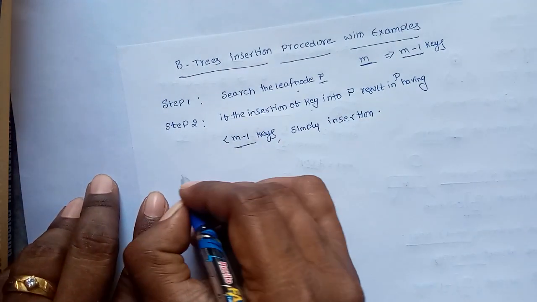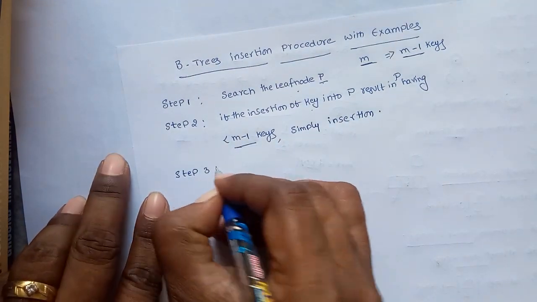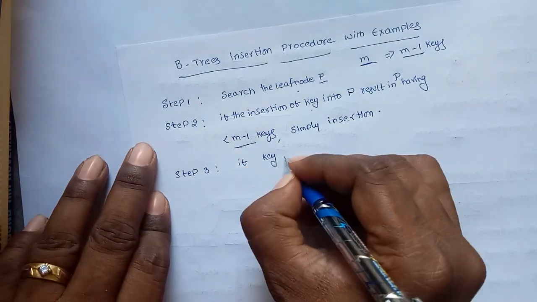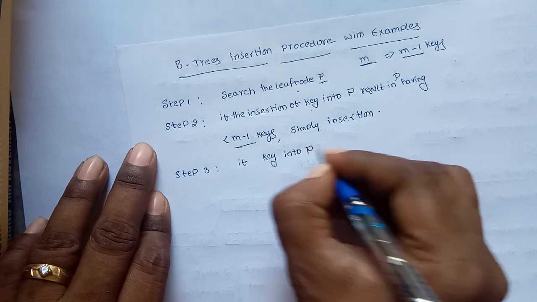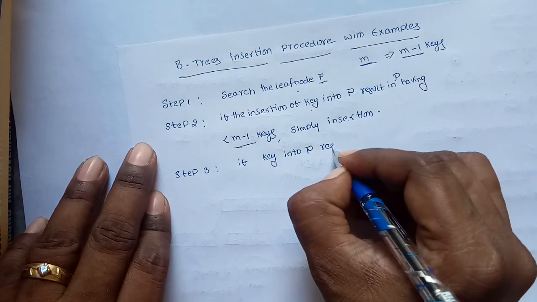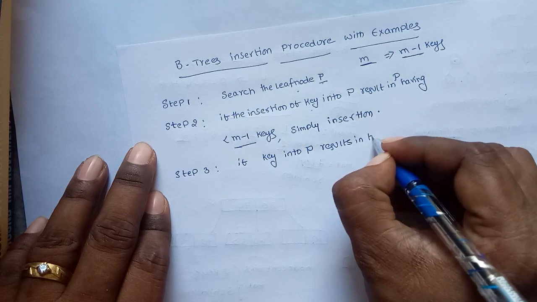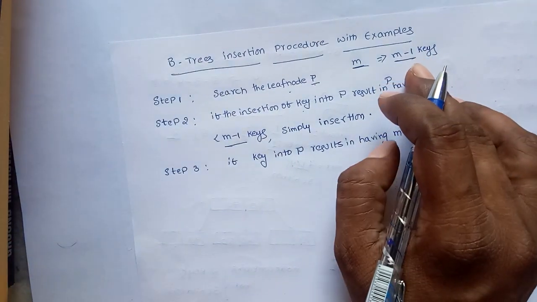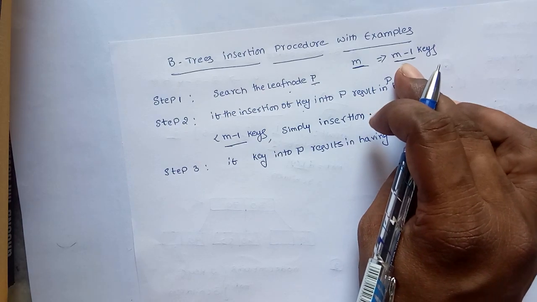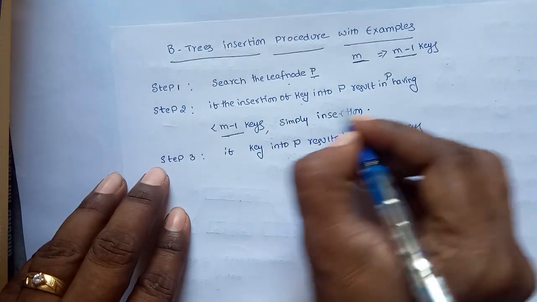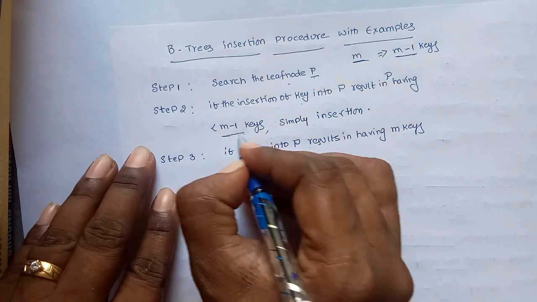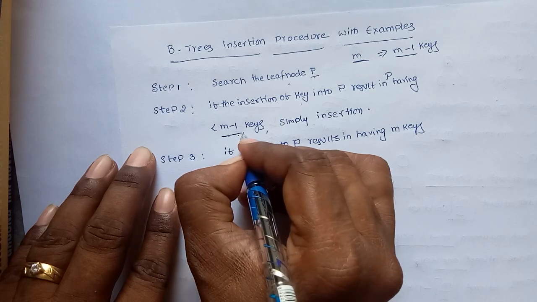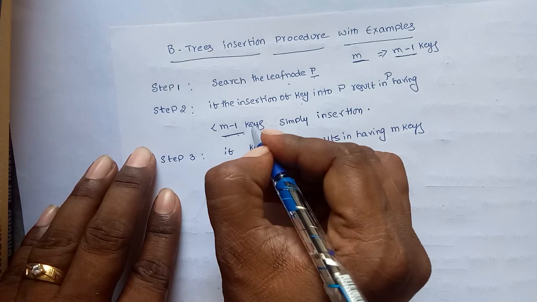Simply perform insertion. Next, step 3. Suppose the insertion of key into P results in having m keys. Observe the maximum number of keys allowed is m minus 1 keys. If P has less than m minus 1 keys after insertion, no problem.